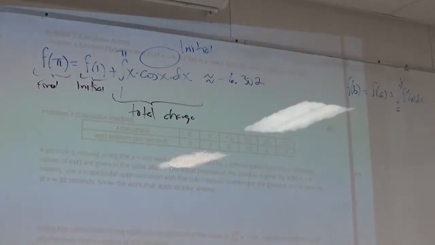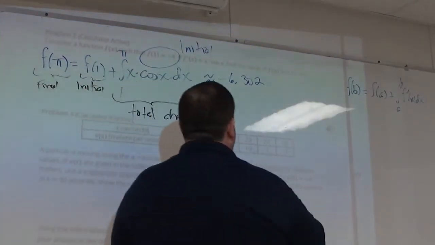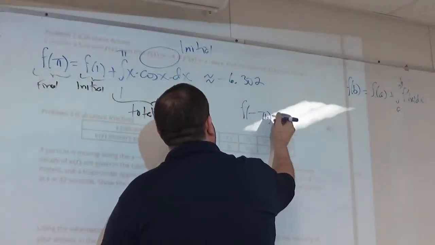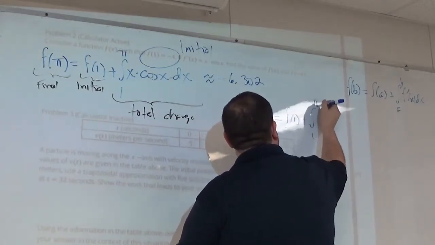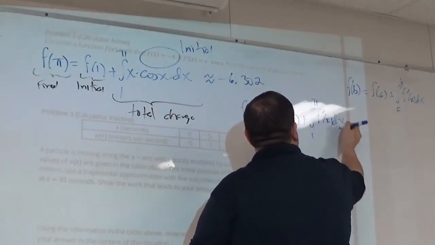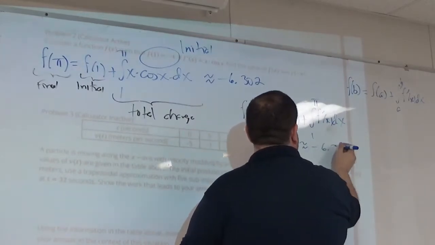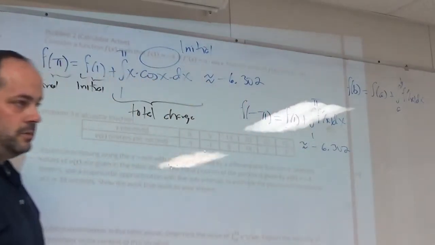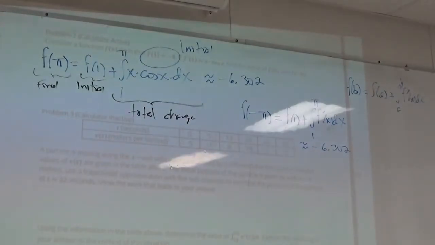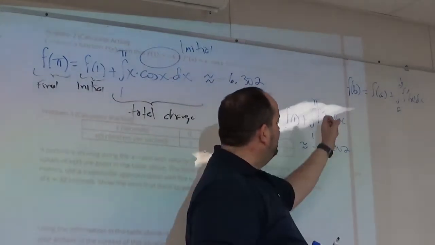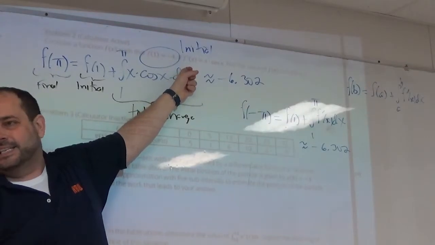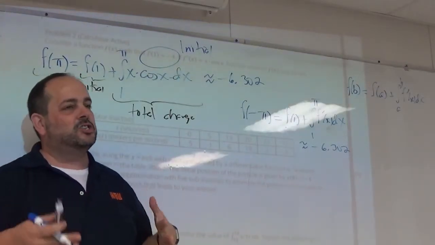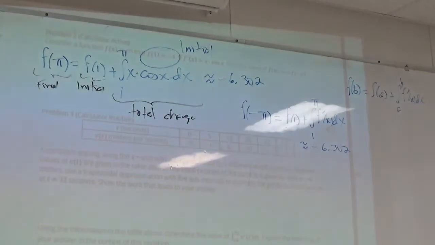Okay. F of negative pi. I'm going to start with my initial value again, plus the integral from 1 to negative pi of f prime of x dx, which should also be negative 6.302. It is just the nature of how that derivative was built. Don't overthink it. This is not something that's going to happen a lot. It is just a rare event because of how this function was built.